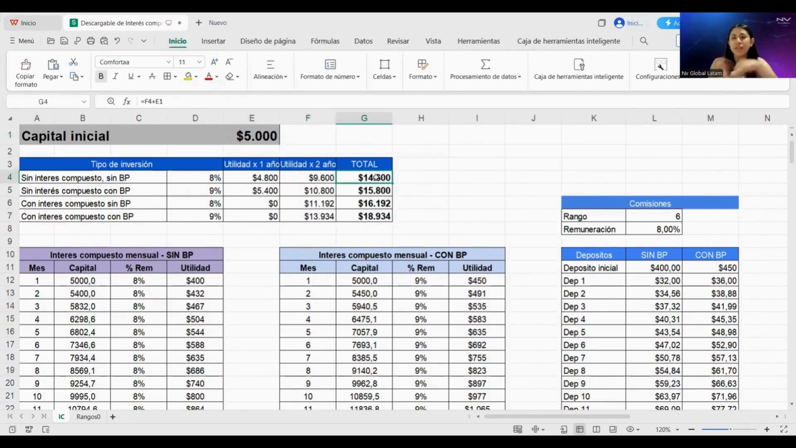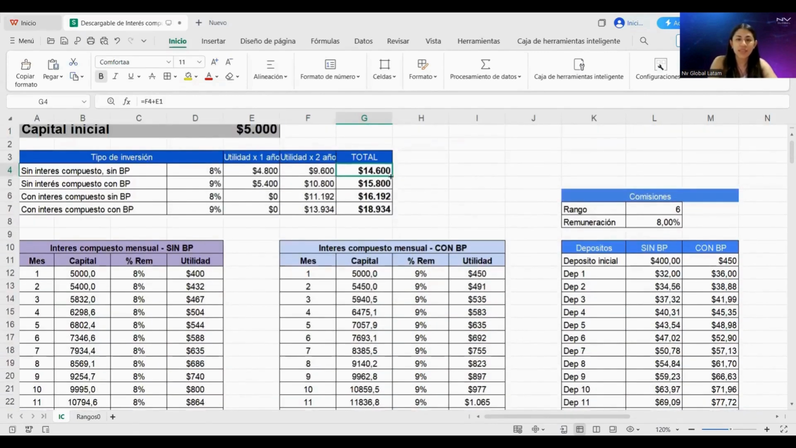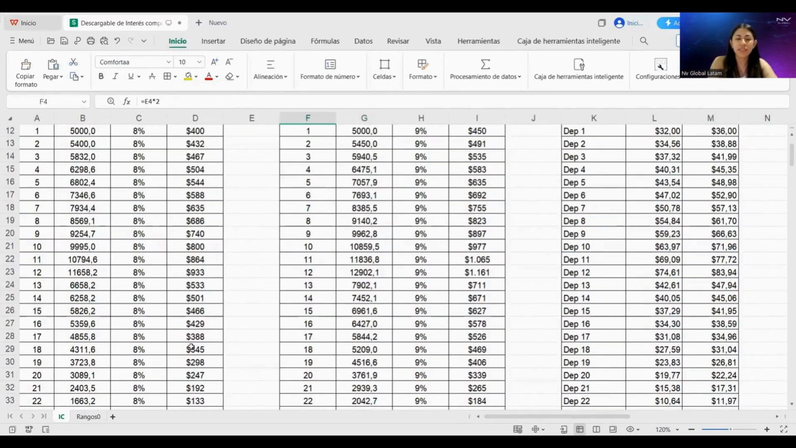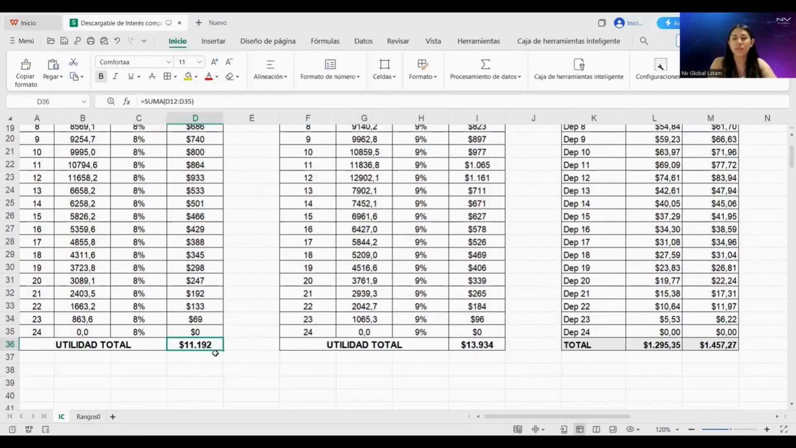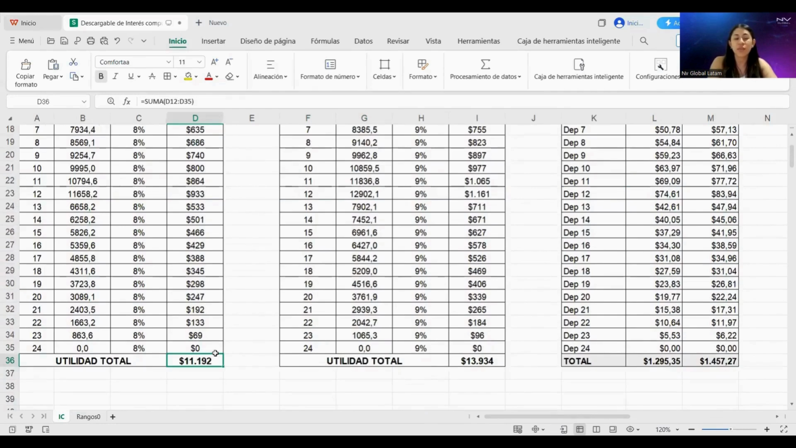But what happens if we encourage them to use compound interest? Well, what will happen is that it will no longer be $9,600 in profit, but rather it will be $11,192 in profit. That is, let's see, from 9,910 that would be $2,000 more in profit, almost $2,000 more in profit just by using compound interest.